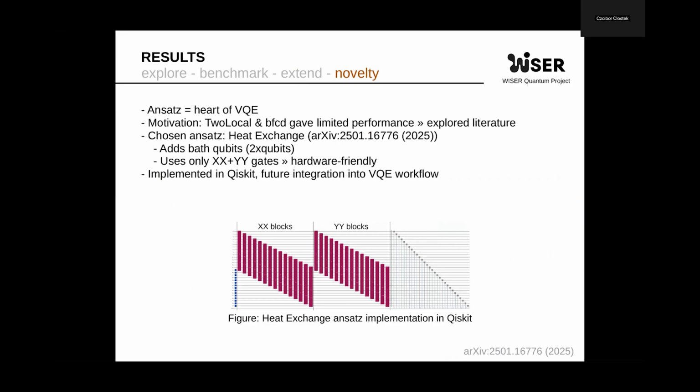As a novelty, we implemented the heat exchange ansatz. It doubles the qubit number by adding buffer qubits, but remains shallow using only XX and YY gates, which makes it hardware friendly. Since the ansatz is the heart of VQE, and our tests with TwoLocal and BFCD showed limited performance, we explored this new design as a promising direction.